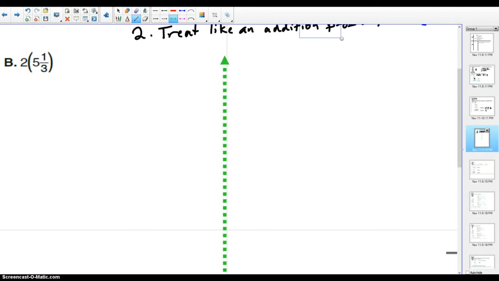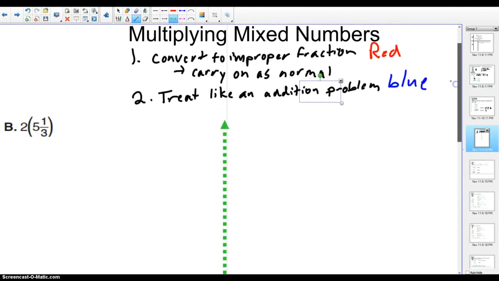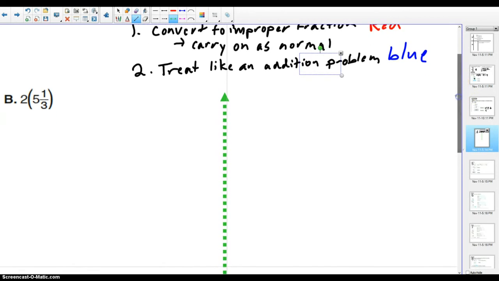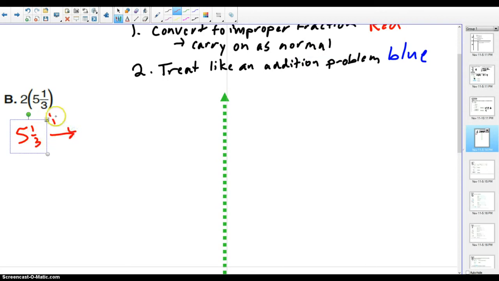So in half, on the left side, let's work it the way that we've already seen multiple times, converting to an improper fraction. So we want to convert 5 1/3 to an improper fraction. And I said I was going to do that in blue. So 5 1/3 to improper. So to do that, we multiply 5 times 3, and that's what we're going to add to the top. So it's 3 times 5 plus 1 over 3. And that'll give us 16/3.